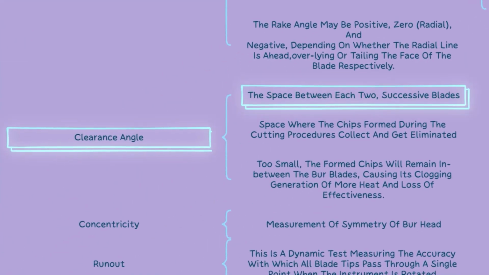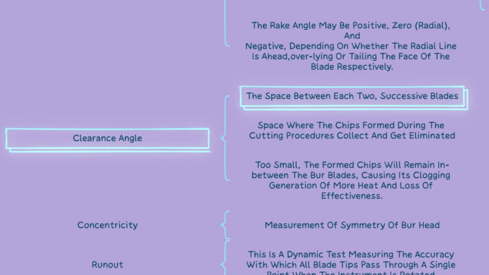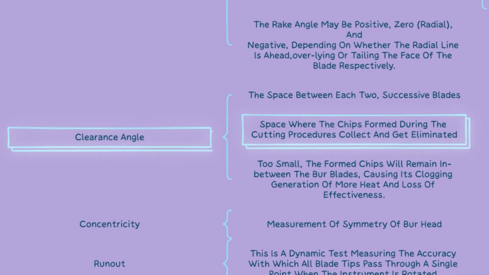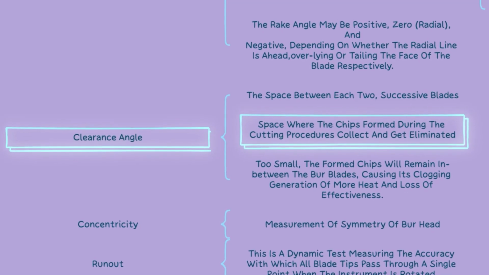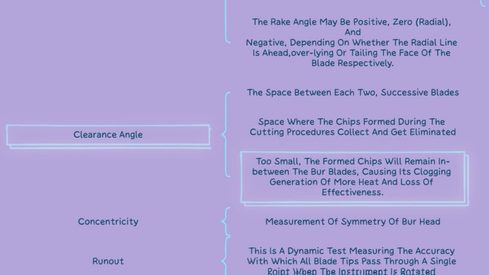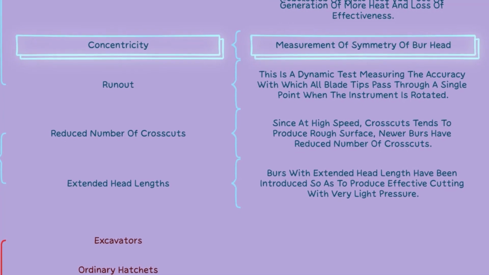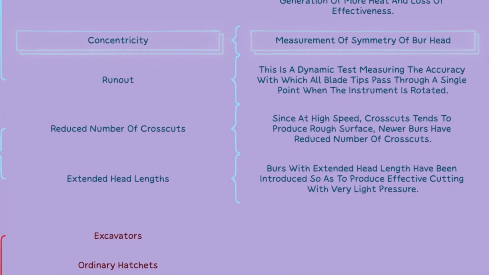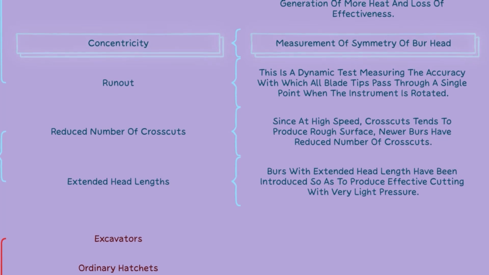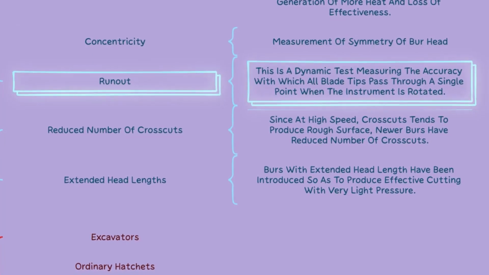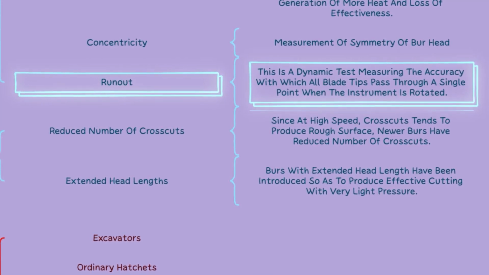Clearance angle is the angle between the cutting edge of a burr and the shank of the burr. The clearance angle ensures that the cutting edge does not contact the shank of the burr as it rotates, which would prevent the burr from cutting effectively. Concentricity runout is the amount of variation in the distance between the center of the burr and the center of the shank. Concentricity runout can cause vibration and chatter during use, which can damage the burr and the tooth.